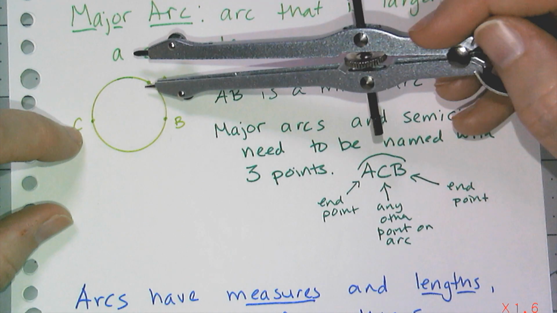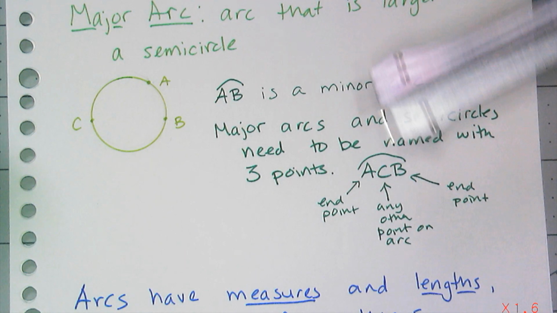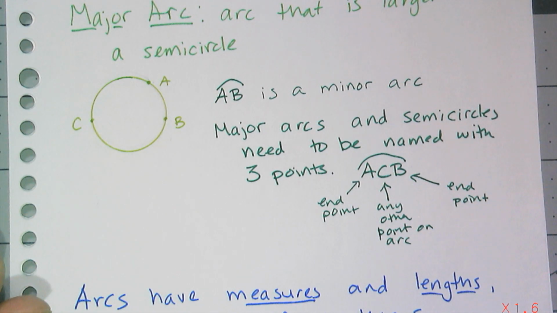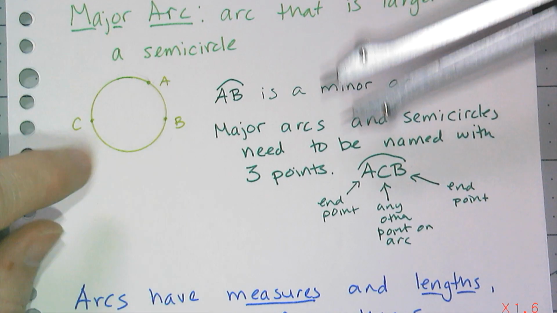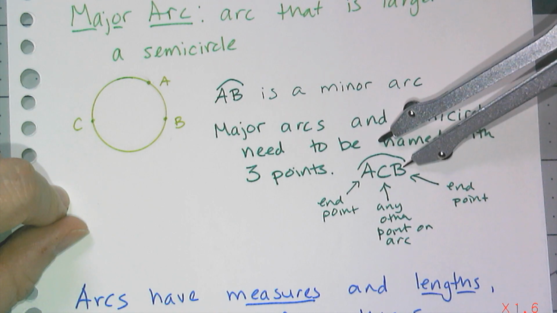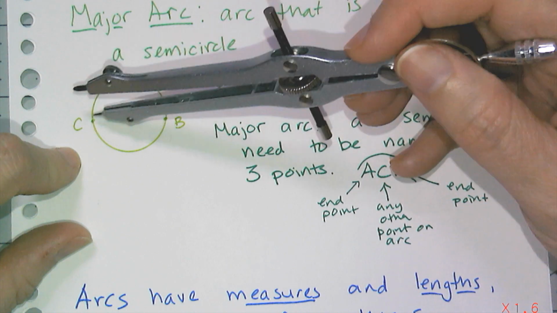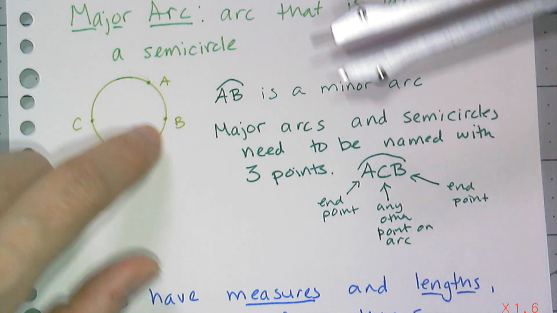Now, the rest of the circle is a major arc, right? It's bigger, it's definitely bigger than a semicircle. Now, I don't want to confuse the naming, so we only use 2 letters for minor arcs, okay? A major arc or a semicircle needs 3 points. Its endpoint, some middle point on the arc, other endpoint. So the major arc in this case is going to be named A, C, B. Endpoint A, point C on the arc, other endpoint B.